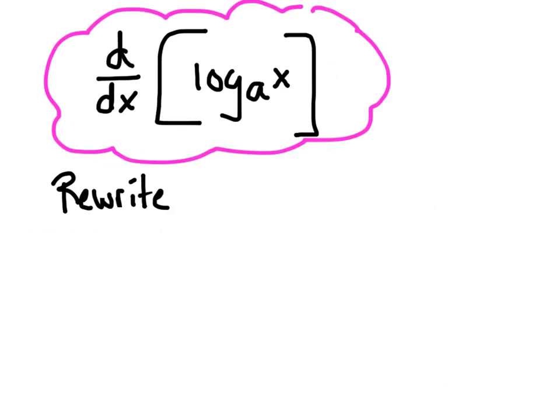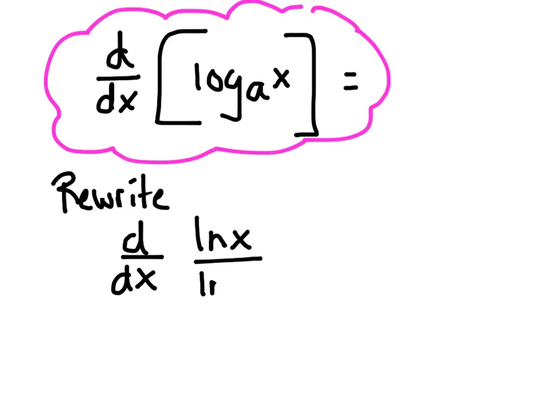Alright, so let's start with the generic rule. The derivative of log base a of x is equivalent to, and here's where we need to rewrite this. Okay, so it's key that we rewrite. We're going to use the change of base formula and say this is equivalent to the derivative of the natural log of x divided by the natural log of a. Okay, so let's make a note. The first thing we did was rewrite.